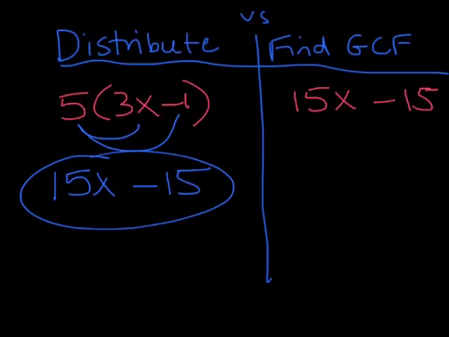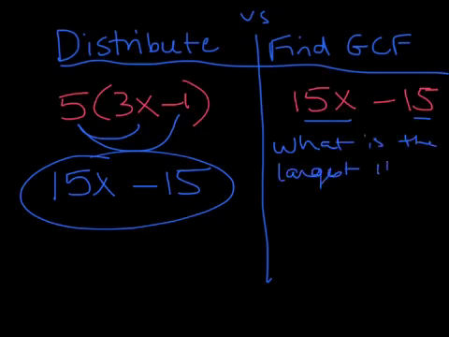Sometimes we're asked to do just the opposite direction. So this one we multiplied out the 5. In this one I actually am starting with the answer, and they're asking me to find the GCF, meaning the greatest common factor. So we look at the 15x and the 15 and we say, what is the largest number that divides into both.